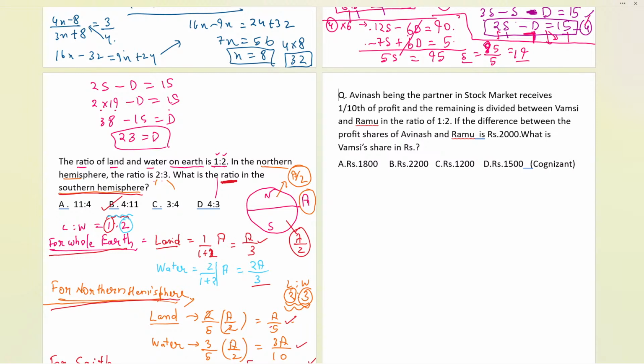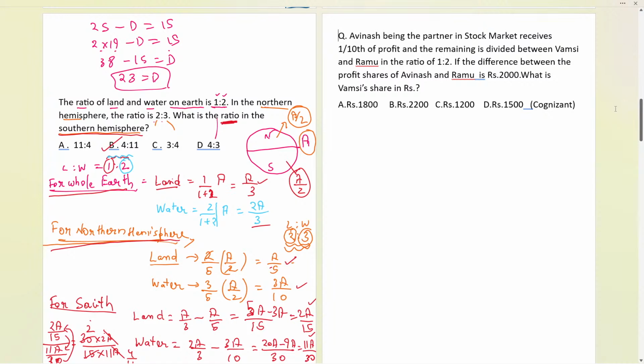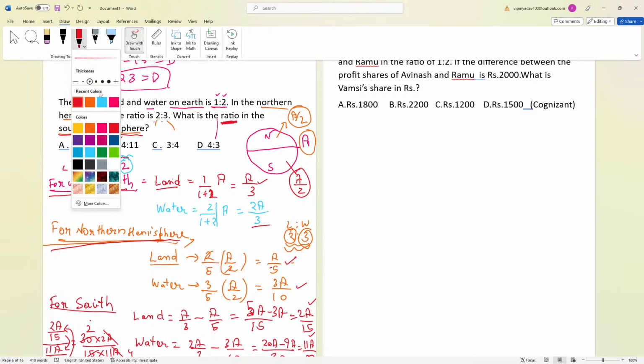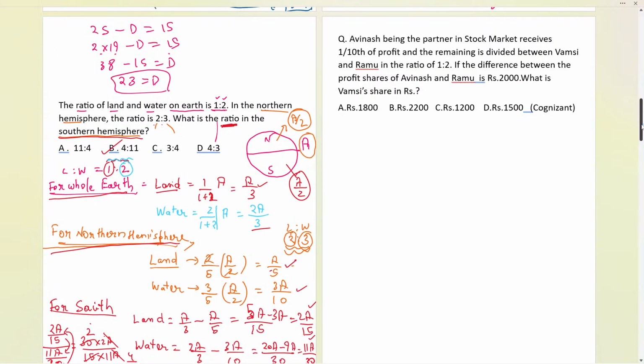Okay, so now let's begin the question. Here we have the stock market. All of you might be crazy about the stock market as well. Finally, Avinash has entered the stock market, and some of his friends as well, like Vamsi and Ramu. They have a little bit of money and invested in that, so let us see what profits they are getting.